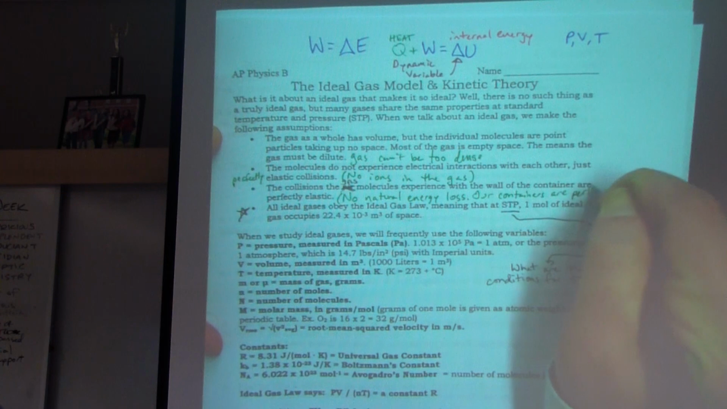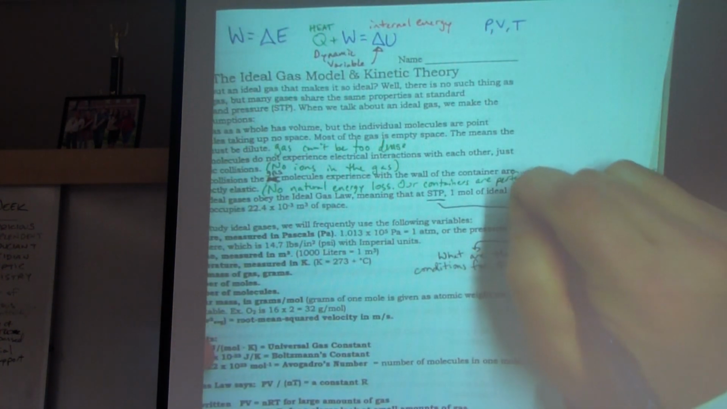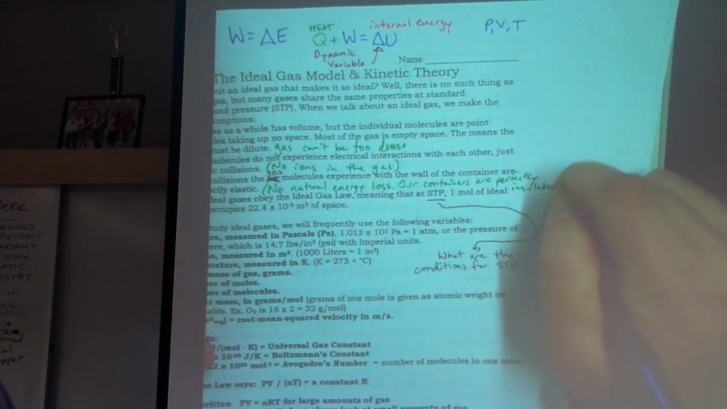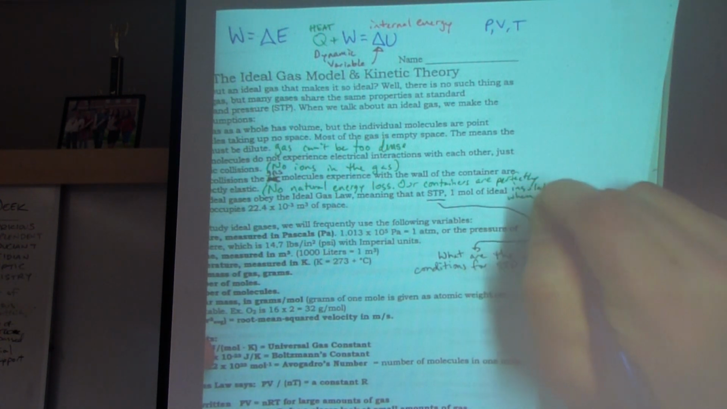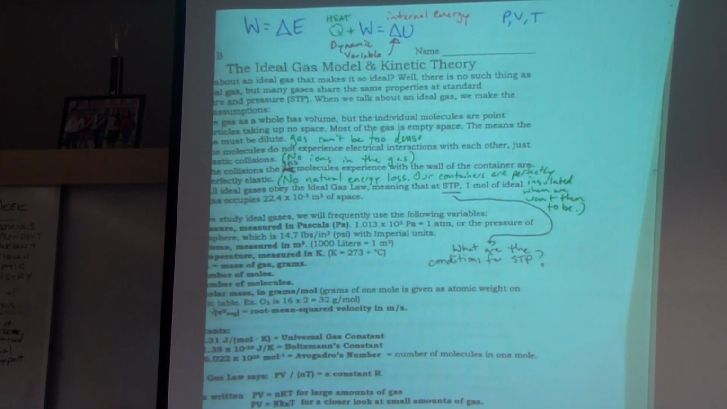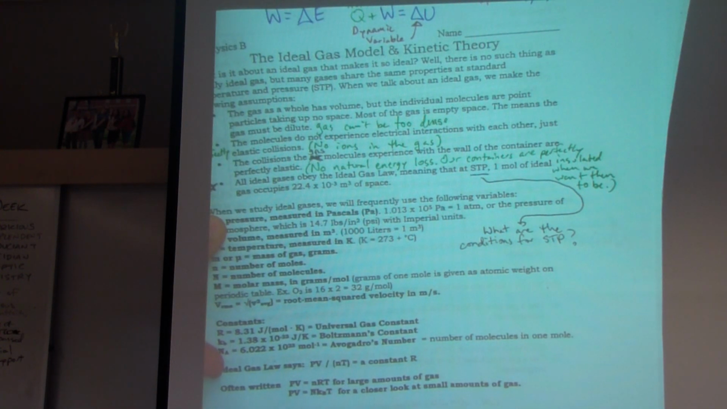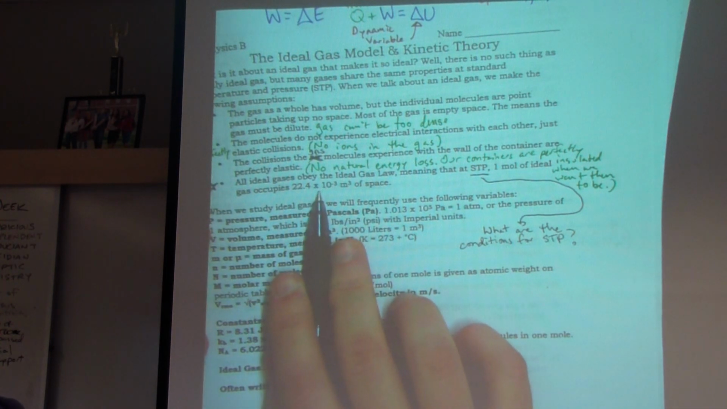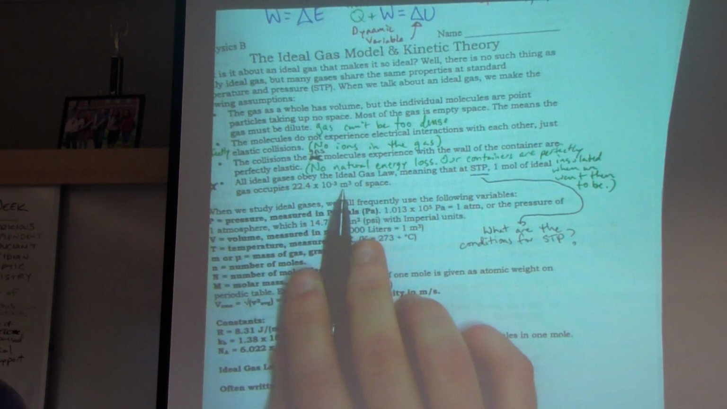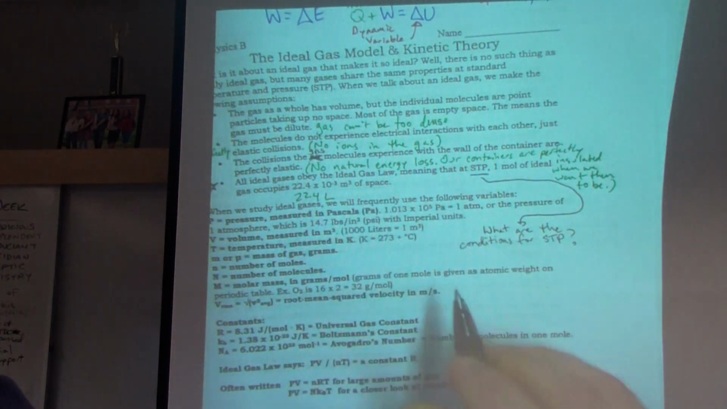Our containers are perfectly insulated when we want them to be. All gases obey the ideal gas law, meaning that at STP, 1 mole of ideal gas occupies 22.4 times 10 to the negative third meters cubed, or 22.4 liters of space.